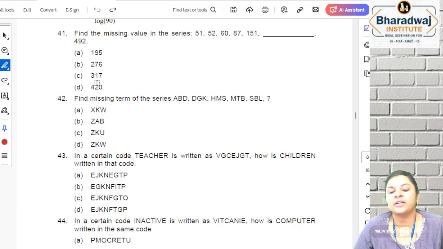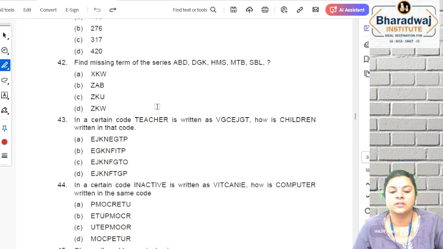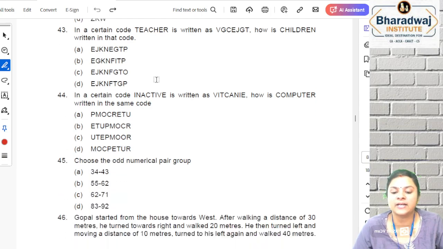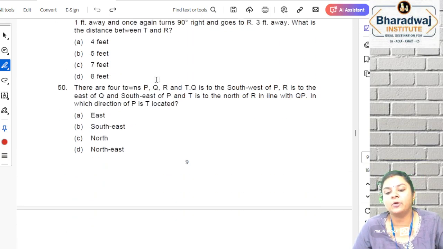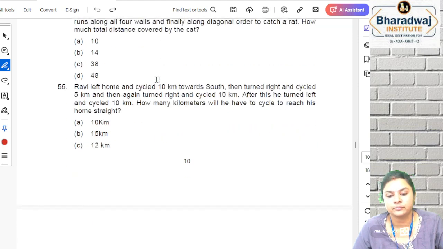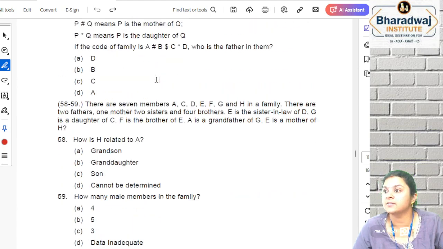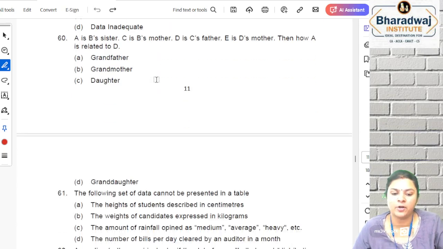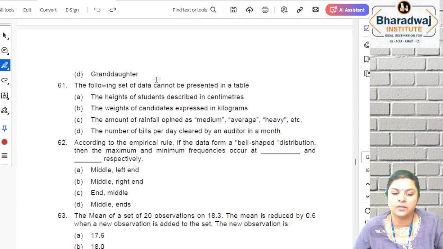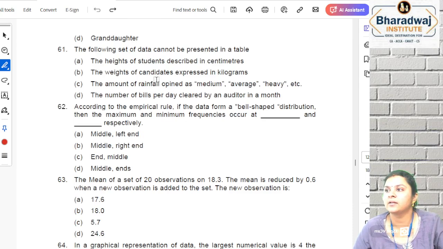Okay. 41 onwards, these questions are logical reasoning. Missing values, then you have missing terms. I think the logical reasoning part you can solve on your own pretty much. I'm quickly going into the next part. I'll send you the question paper, the same model questions that we have done mostly in your material.